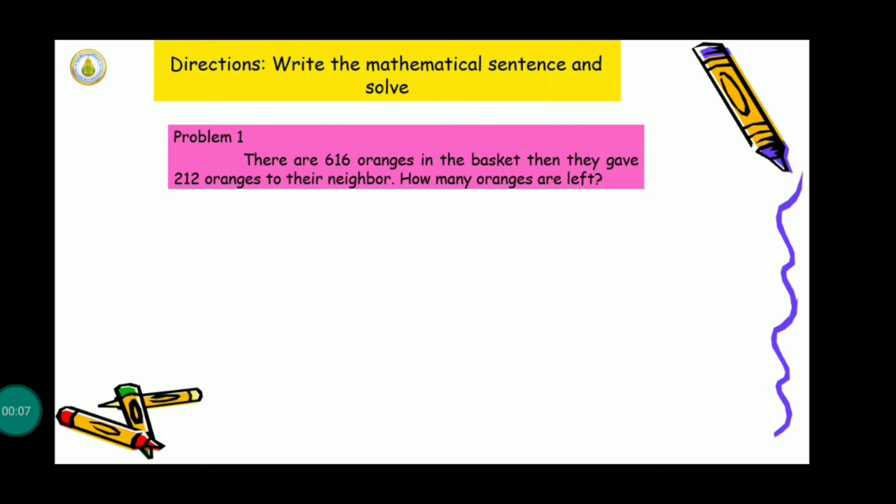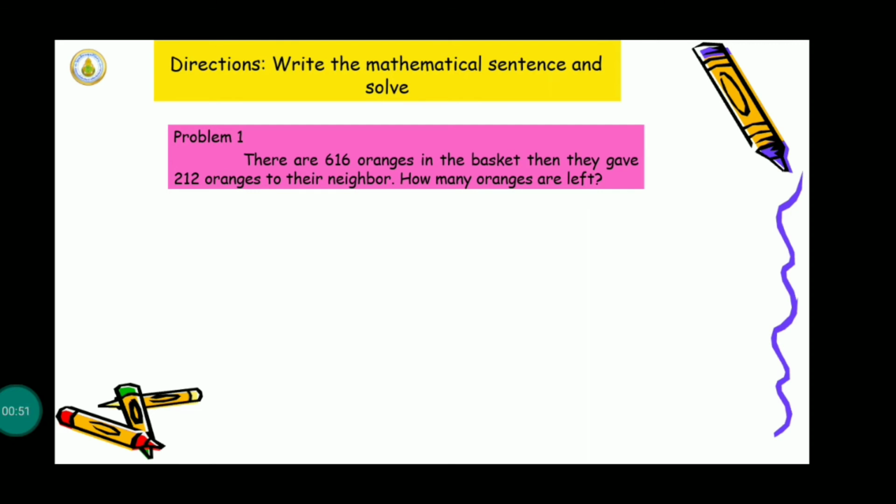Alright, so this is problem number 1 about subtraction. Again, our direction is to write the mathematical sentence and the solution, but we're going to use the 4 steps. Let's read the problem. There are 616 oranges in the basket, and they gave 212 oranges to their neighbor. How many oranges are left?